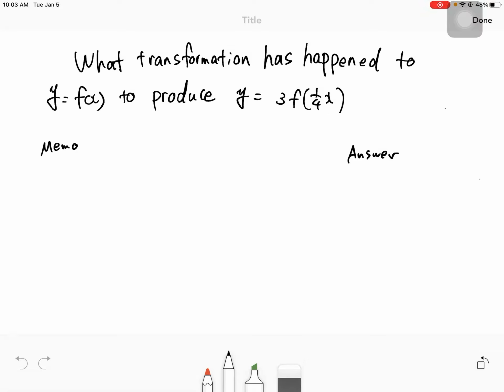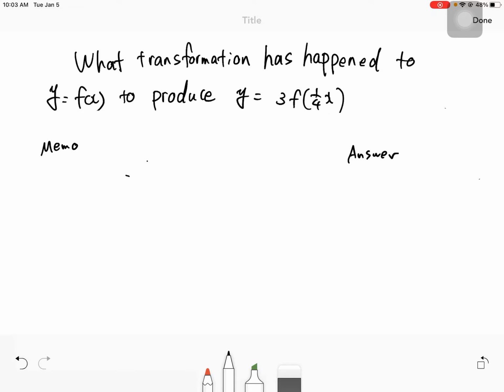Today, we are working this question. What transformation has happened to y equal f of x to produce y equals 3 times f of 1 over 4x? To solve this question, you have to remember compression and expansion. If you have no idea or if you don't remember about these, please check out my previous video. I explained about it before.